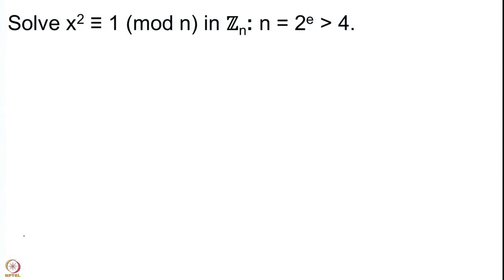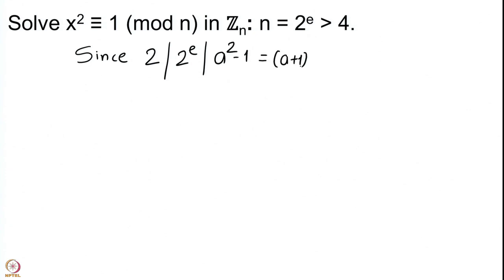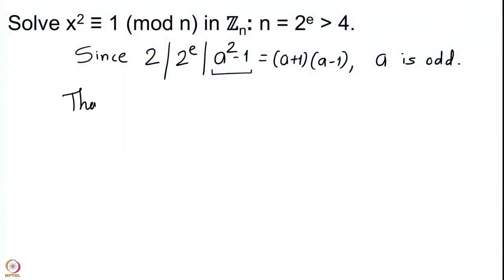How does that happen? Since 2 divides 2 power e, which divides a square minus 1, which we will further write as a plus 1 times a minus 1, a is odd. Because 2 divides a square minus 1, so a square minus 1 is an even integer. So a square is an odd integer, and then a has to be odd. If a was even, a square would be even, and then a square minus 1 would be odd, which would be a contradiction. So here a is odd, and then both a minus 1 and a plus 1 are even, and therefore 2 has to divide both of them.